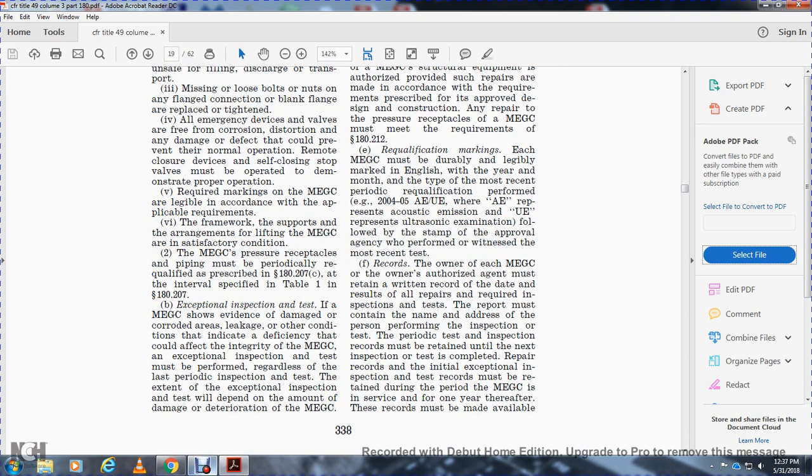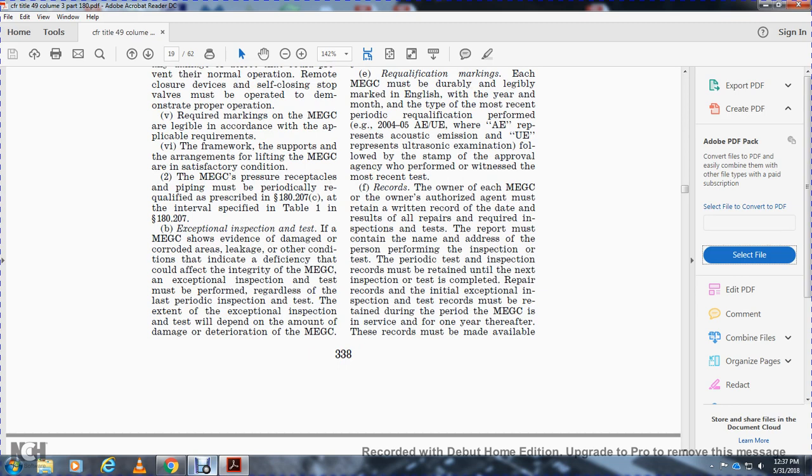E. Requalification marking. Each MEGC must be marked, in English, with the month and year and type of the most recent periodic requalification, such as AE, UE, or AE and UE, where AE represents acoustic emission and UE represents ultrasonic examination, followed by the stamp of the approval agency and the witness for the most recent test.